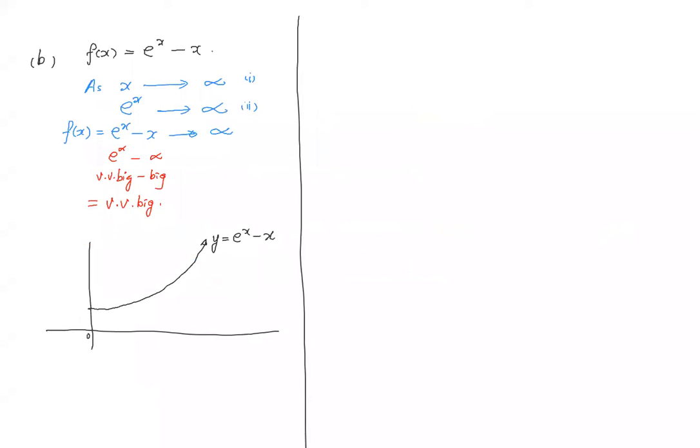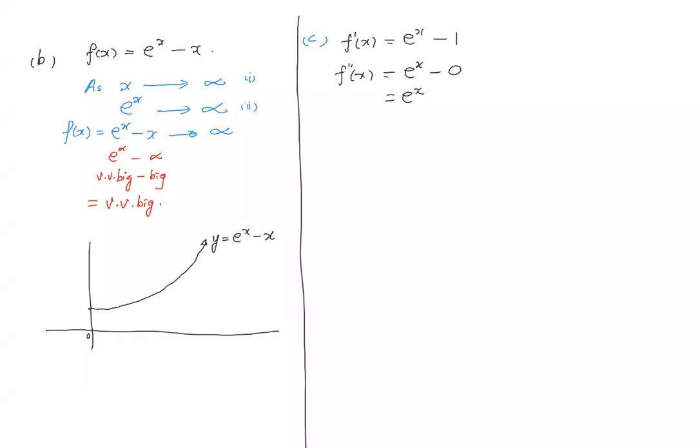Okay, part C. Let's have a look at part C. Find f double prime x and draw its sign diagram. So our f prime x is e to the power x minus 1. So f double prime x will be e to the power of x minus 0. So it's e to the power x, okay? So now they say, and draw its sign diagram.